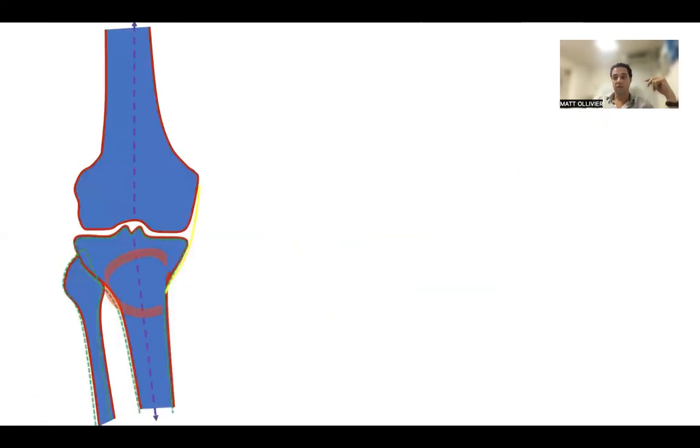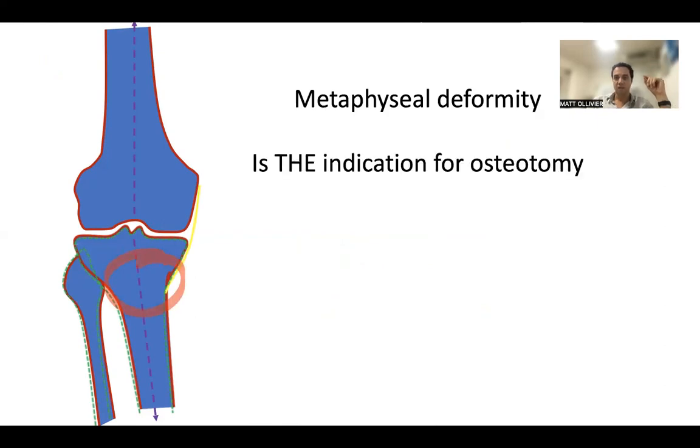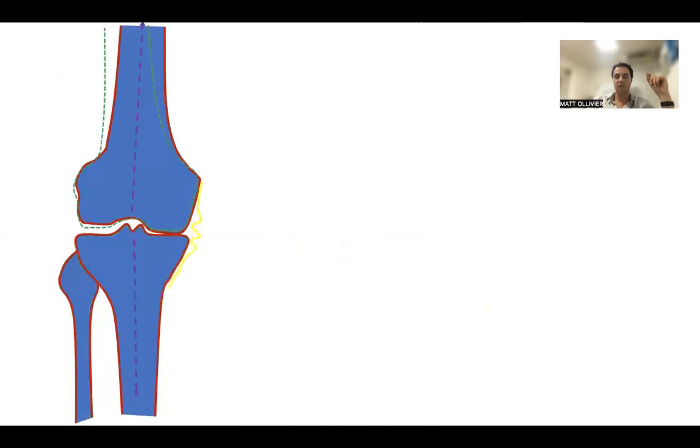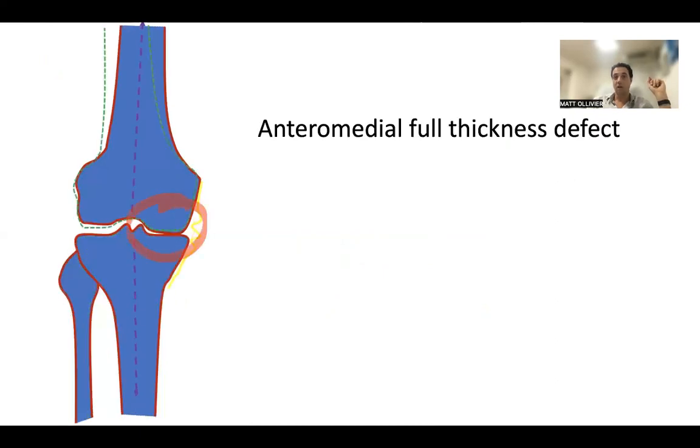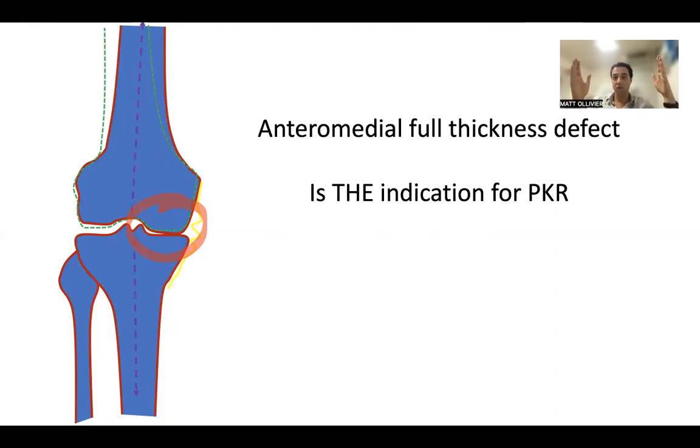Because the key of osteotomy is this one: the indication of knee osteotomy is metaphyseal deformity. It is the key indication of everything. If you have an intra-articular deformity, a full-thickness anteromedial defect, the best option is, of course, a partial knee replacement, because the osteotomy only aims to correct deformities which are outside of the joint and create issues inside of the joint.